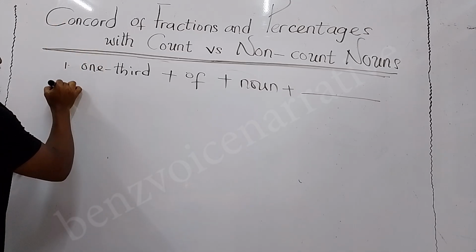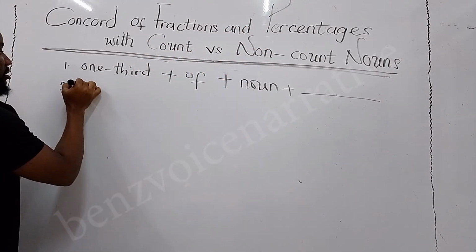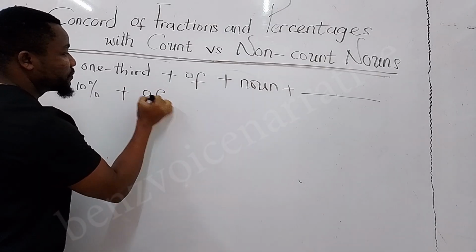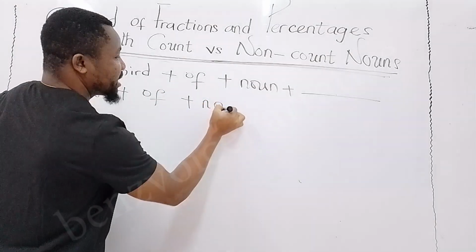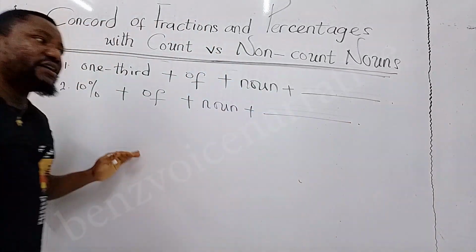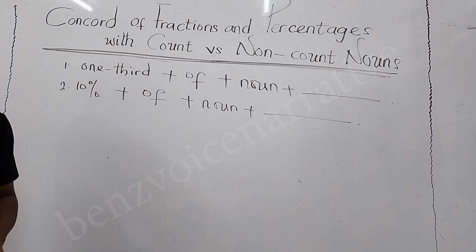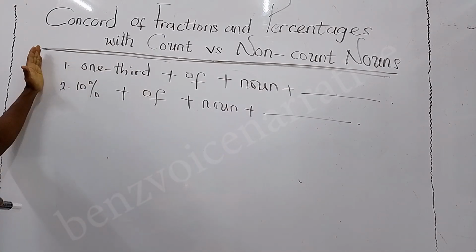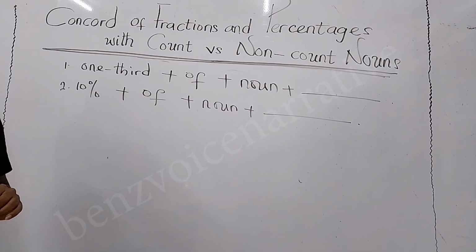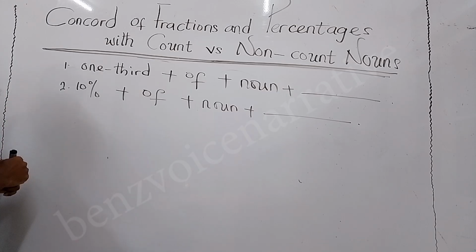The second structure is you have the percentage, let's say 10%, followed by of, followed by the noun, then followed by the verb. When you have these structures, then you have the concordative fractions and percentages. These are the two structures that realize this type of concord. So what does the rule state about these structures? The rule is pretty simple.